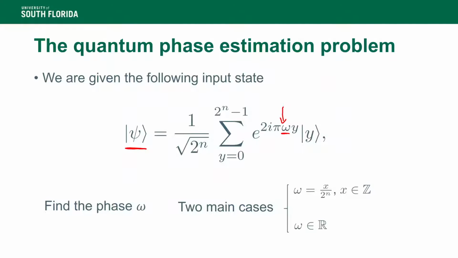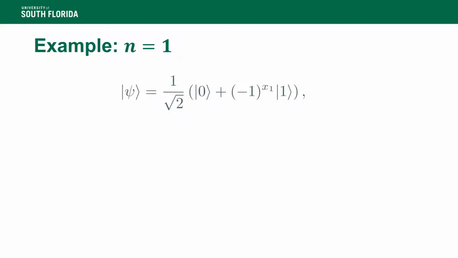The two main cases that we will study today are the special case where the phase is of the form x over 2 to the n for x an integer, and the case where omega is an arbitrary real number. In the latter case, of course, we're only going to be able to provide an approximation, a rational approximation, of that real number. So, first example, the simplest one, is if you are looking at this problem on one qubit.